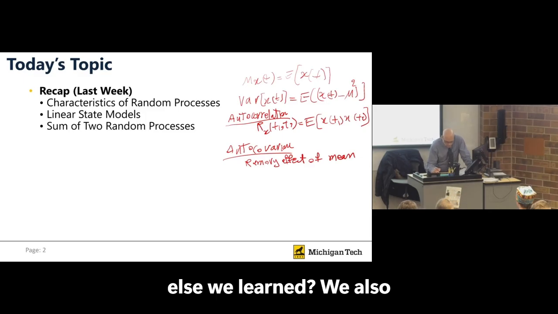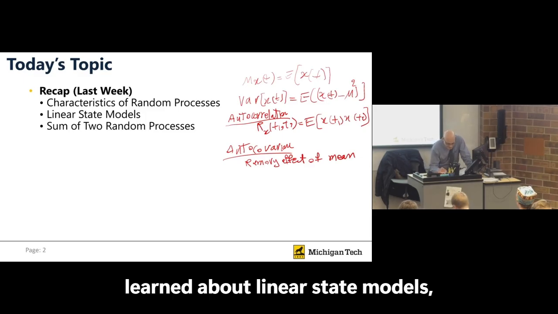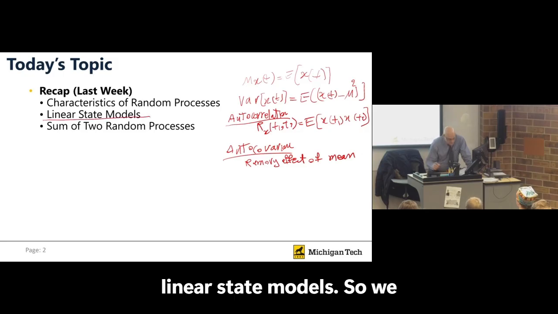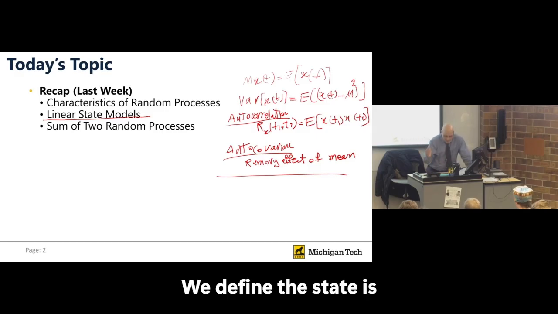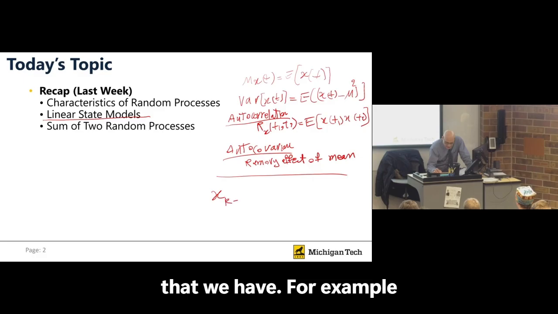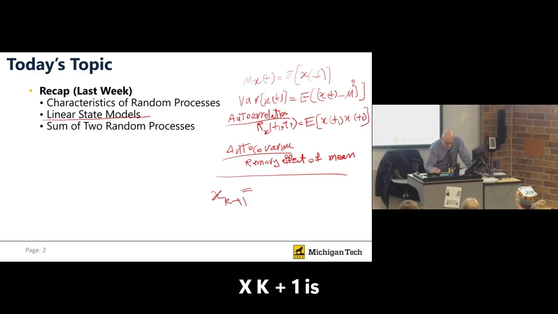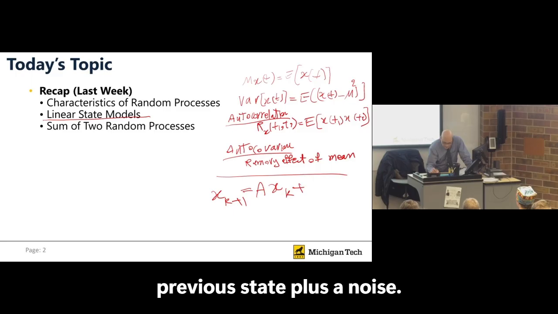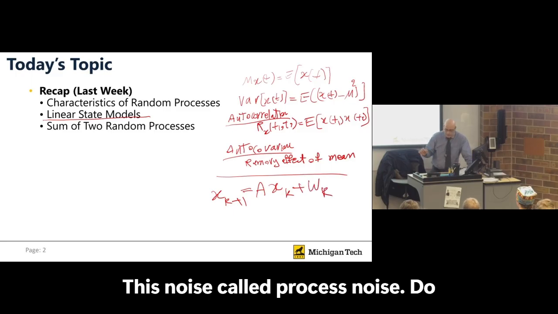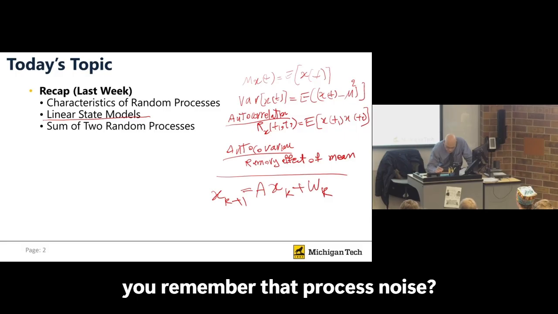What else did we learn? We also learned about linear state models. So we said for linear state models, we defined a state. We said we have, for example, x k plus 1 is a state that we can write in a linear form with a matrix A multiplied by x k, like a previous state, plus a noise. This noise is called process noise. Do you remember that? Process noise.